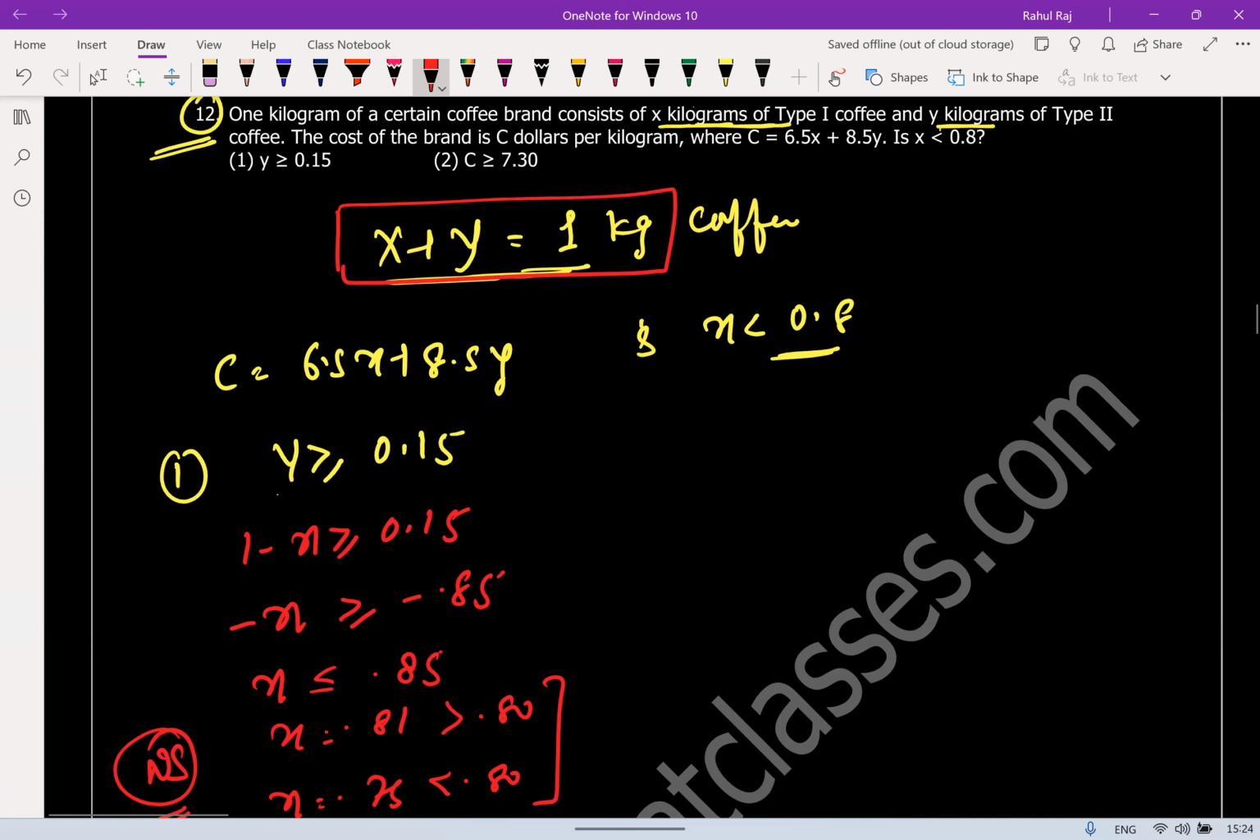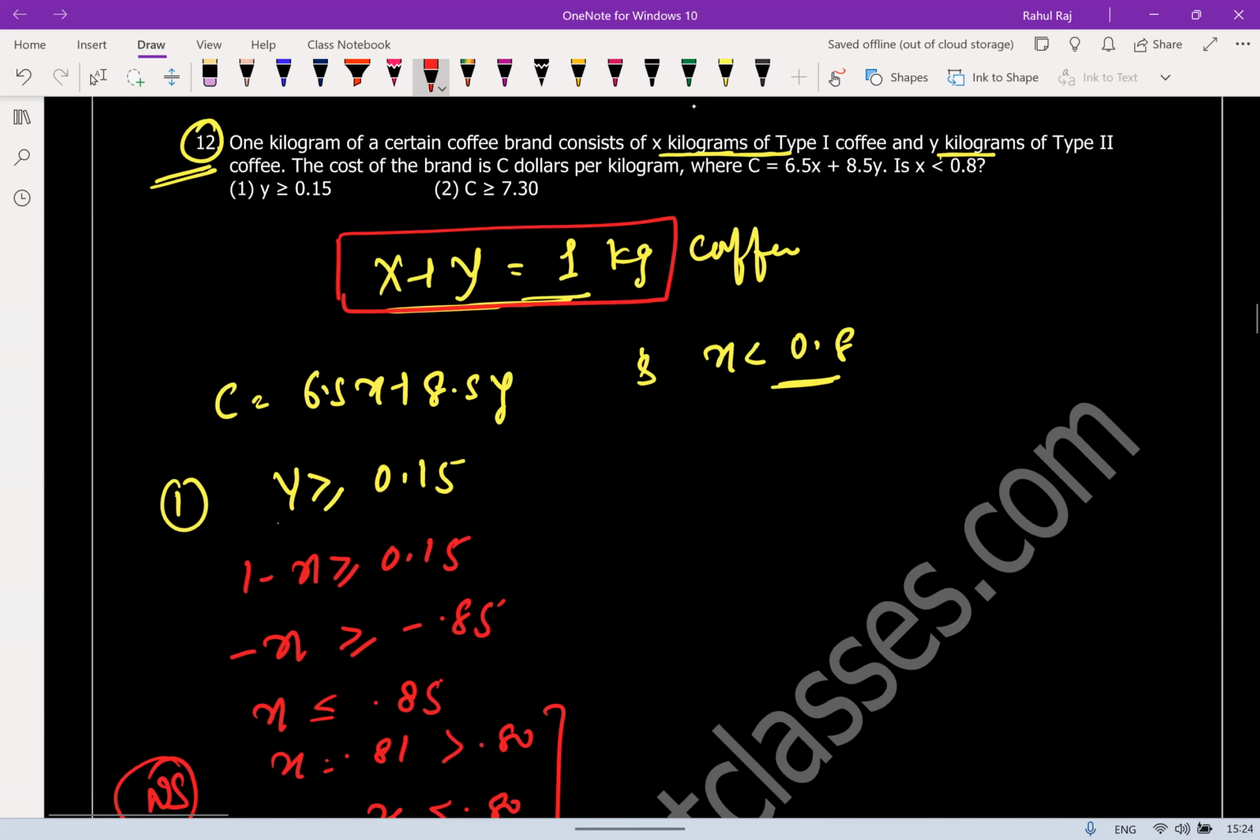Am I right? Now, the second statement says that C is greater than or equal to 7.30. And what they have given, C is equal to what? 6.5x plus 8.5y is greater than or equal to 7.30. Simple, straightforward logic. Now, when I say 6.5x plus 8.5y is greater than or equal to 7.30, what does this mean to me? Because my question is, is x less than 0.8?